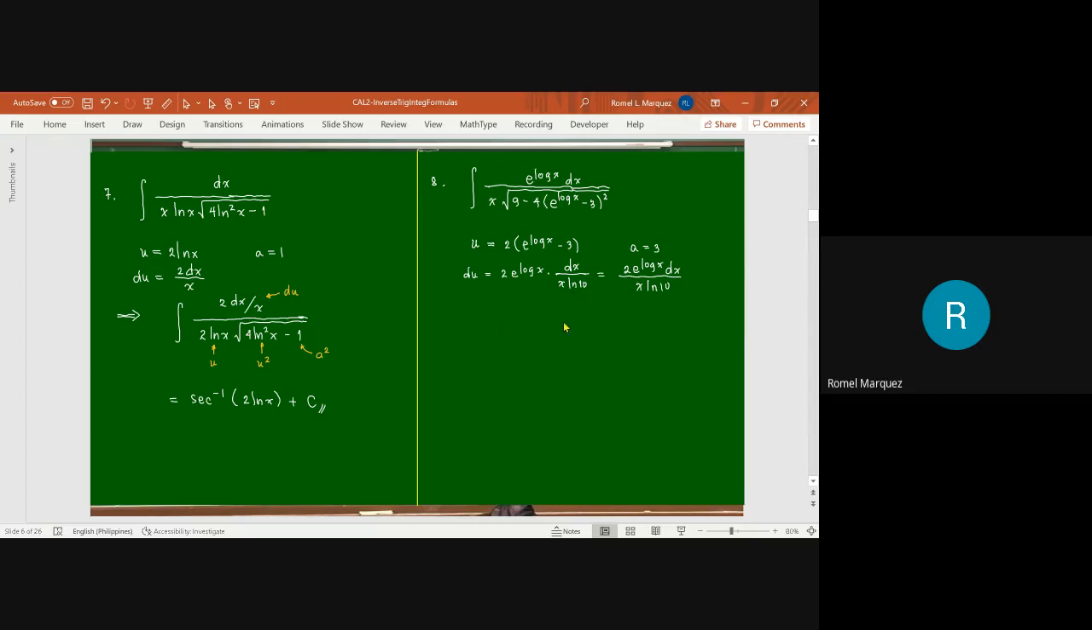Okay na, guys? Tama ba yung ating differential? Ano na ang kulang na lang? Ano ang kulang in the numerator para maging du? Gamitin natin simple u substitution, para mas simple yung isusulat natin. Simple u substitution.